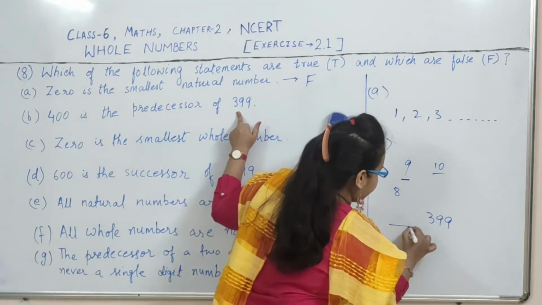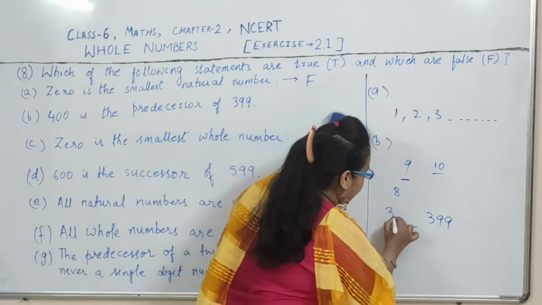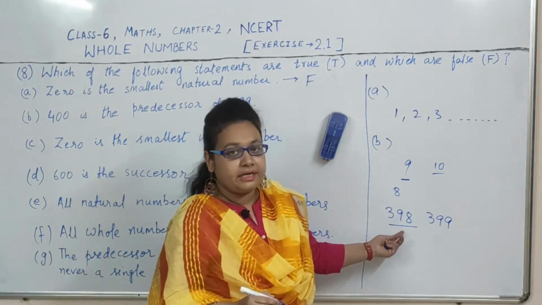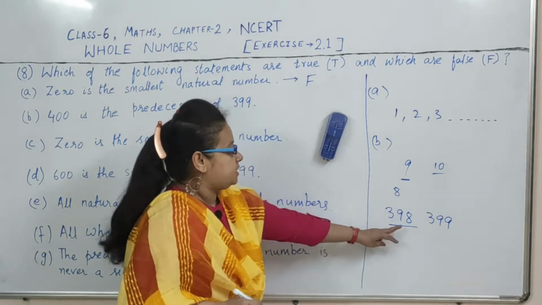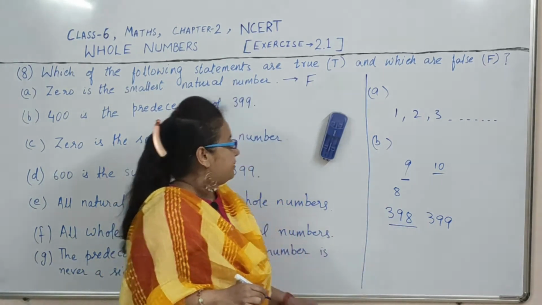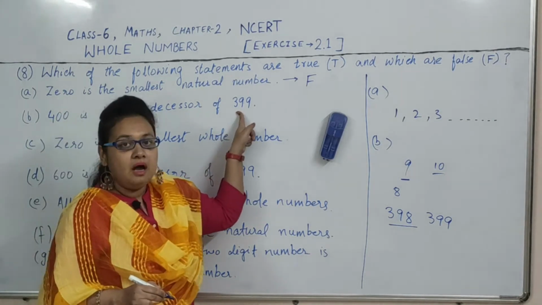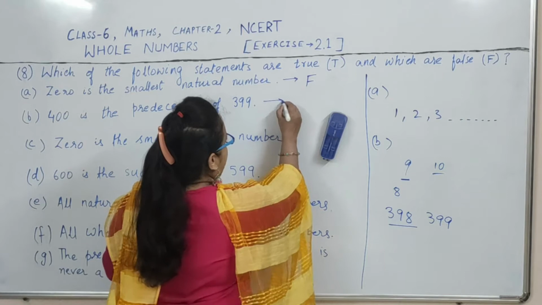399. What will be its predecessor? Its predecessor will be 398, because this 398 comes just before 399. So this will be the predecessor of this number. So "400 is the predecessor of 399" is a wrong statement. It is a false statement. Okay, so it will be marked as F.